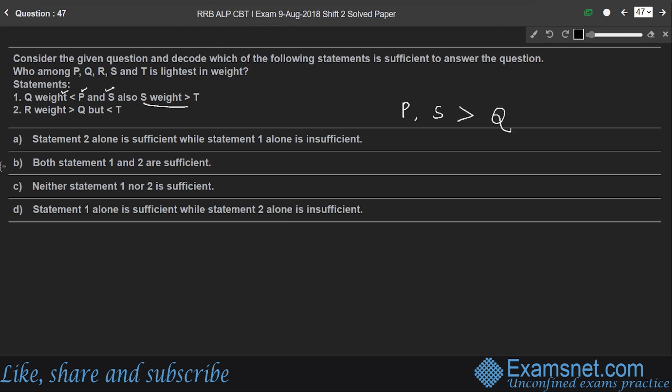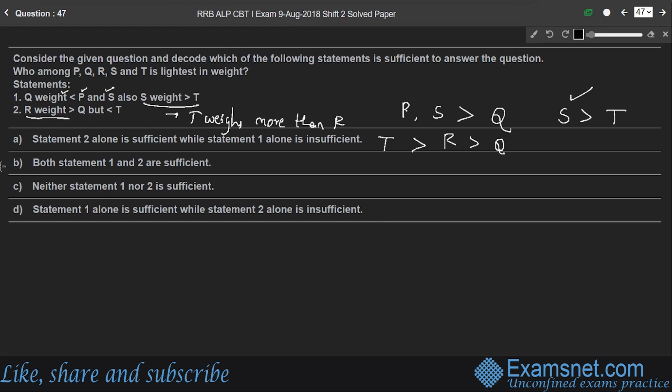And also S weight is greater than T. Q's weight is less than P and S, therefore S is greater than Q and also S is greater than T. And it is given that R's weight is greater than Q, but less than T. So T weighs more than R. Therefore, T is greater than R, R is greater than Q, according to their weight in decreasing order.